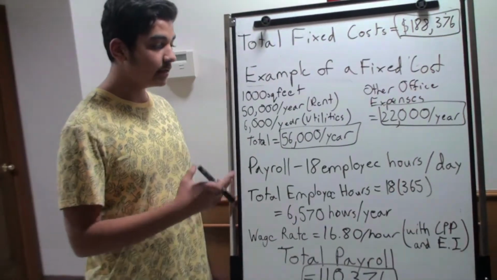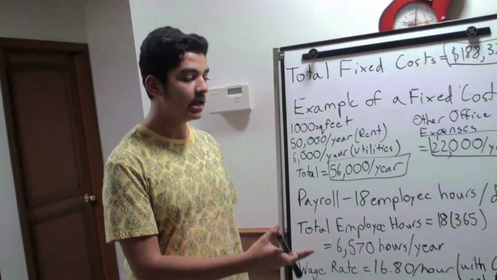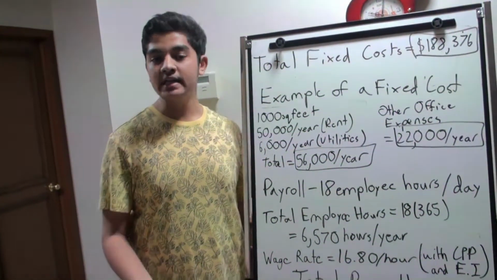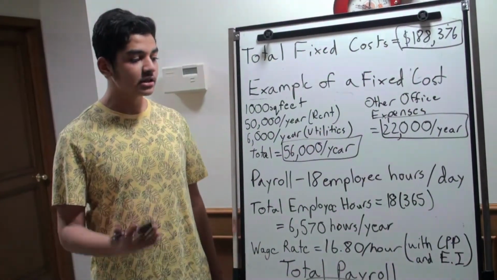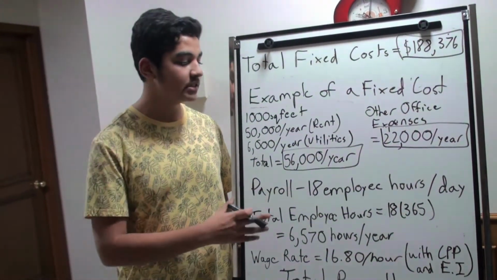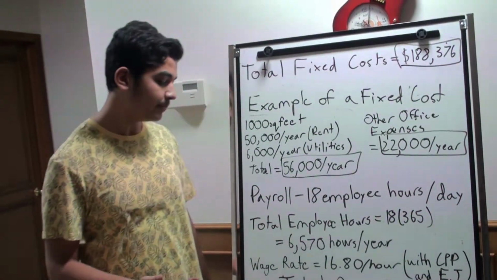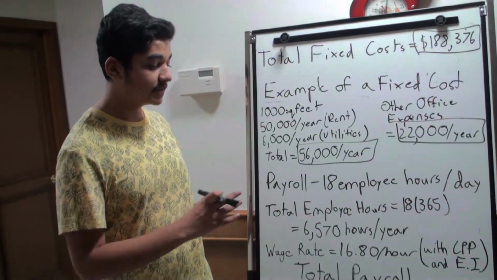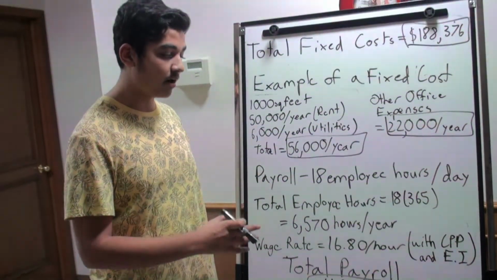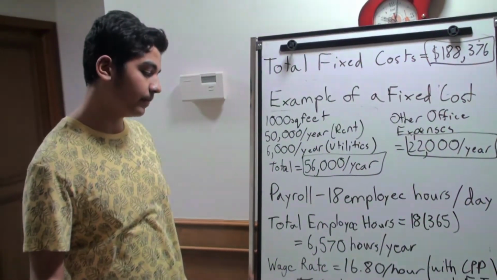Now I'm going to take the 18 employee hours per day and multiply it by the number of days that the shop is open. Let's just assume that the shop is open every single day of the year for simplicity's sake. That gives me a total of 6,570 hours per year that I'm paying for.